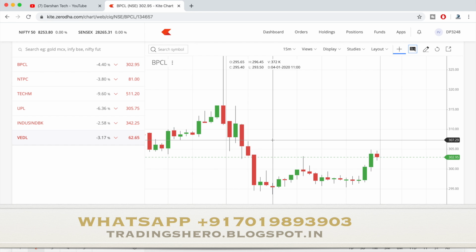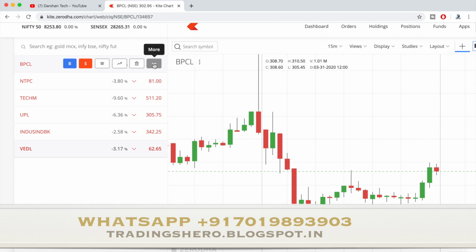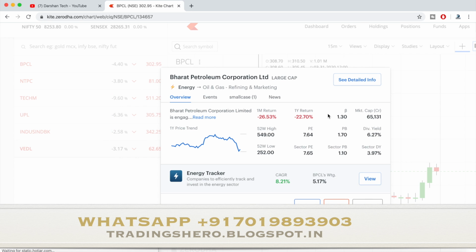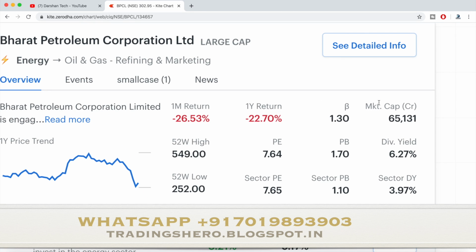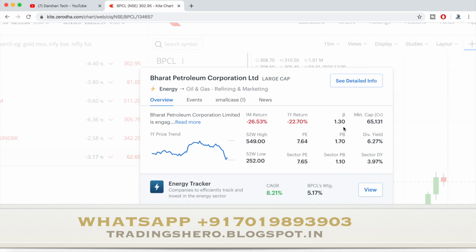If you are using a Zerodha account, just go to the stock you want to trade and click on the more button you can see. Once you click that, you can see fundamentals. Click that, and there you can see the stock beta value. This beta value will tell you the volatility of the stock. As you can see, this is BPCL that I'm showing you, and its beta is 1.30. Now let me show you what it means on the chart.